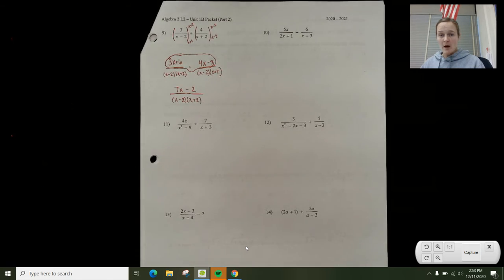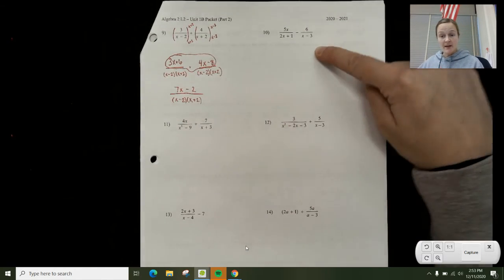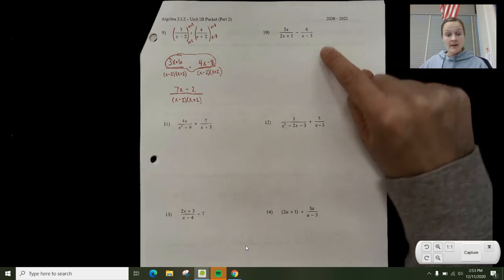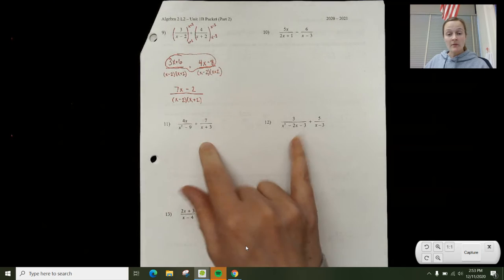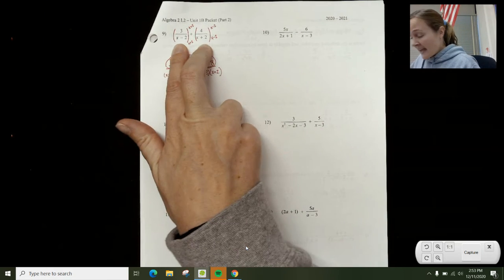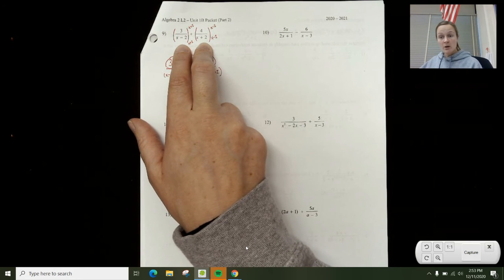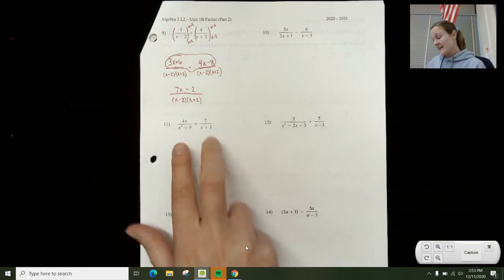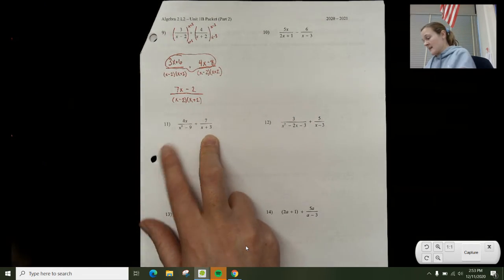I'm going to do one more problem. Number 10 is just like that last one where I do tradesies, except it has a minus sign. Number 11 is not like it. Number 11 and 12 are also similar to each other. So in this case, these are both just linear binomials. So in this case, I have a linear binomial here, and I have x squared minus 9 here.